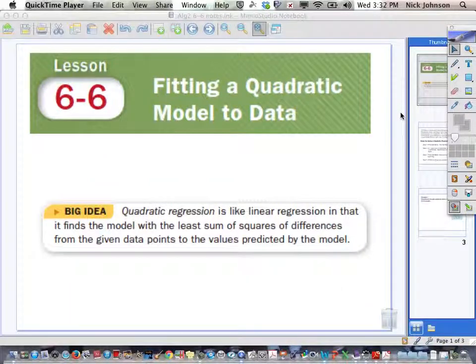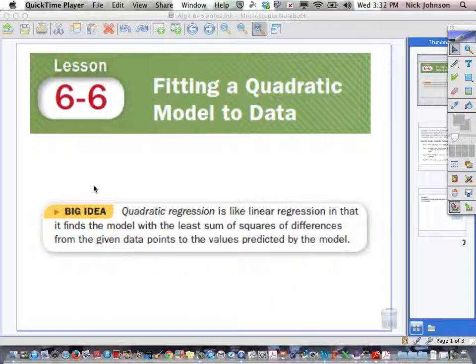Lesson 6-6, Fitting a Quadratic Model to Data. The big idea is a quadratic regression is like a linear regression in that it finds the model with the least sum of squares of differences from the given data points to the values predicted by the model.